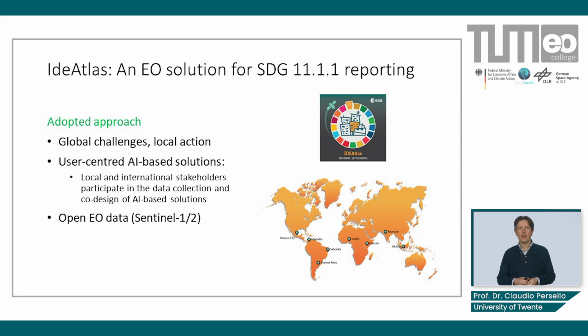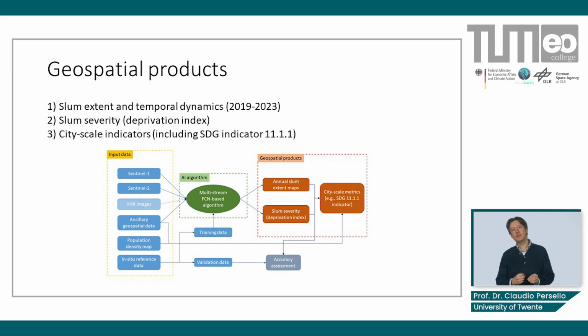AI-based solutions. We mostly use open data from the Sentinel program, focusing on fusing optical and SAR images for mapping the informal settlements and resort to very high-resolution images where needed. We aim to deliver 3 sets of geospatial products. First, the slum extent maps for all 8 cities, 1 per year, starting from 2019 to 2023. Second, going beyond the binary maps, we will generate a slum severity index, representing the deprivation level of each slum. And third, we will produce statistics aggregated at the city level, including the SDG indicator 11.1.1. And the diagram you see on this slide provides an overview of our strategy.